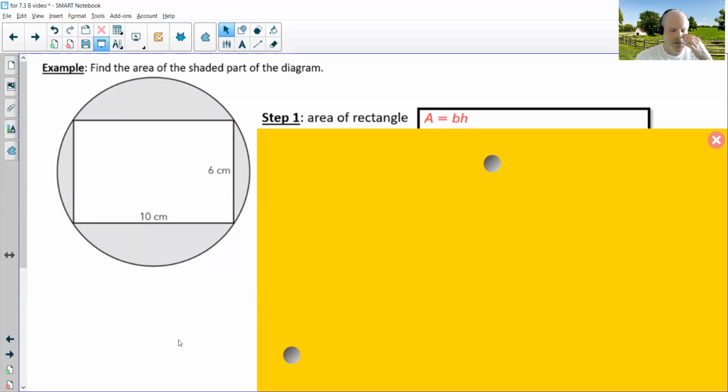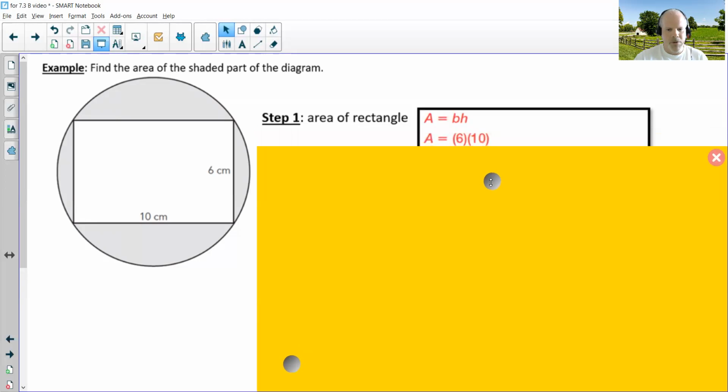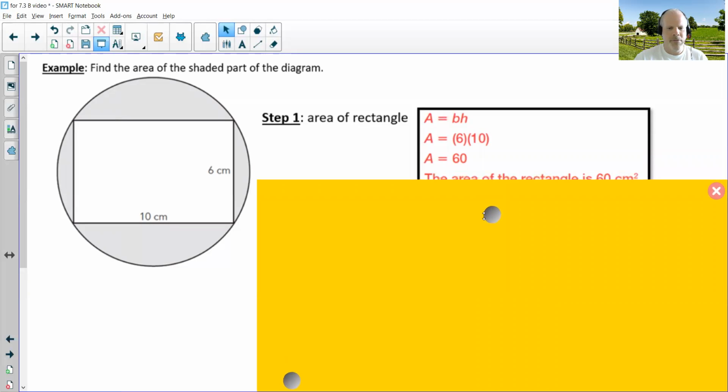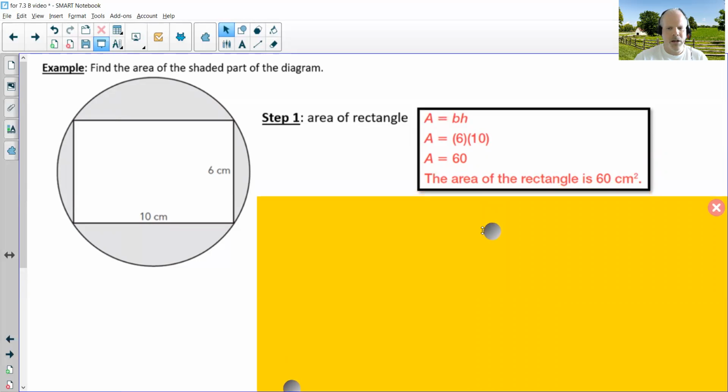So first, let's do an easy computation, which is to find the area of the rectangle. The area of a rectangle is just area equals length times width, or base times height. So I can just plug in the numbers that I have on the diagram here, which is 6 centimeters by 10 centimeters. When I multiply that, I get an area of 60 square centimeters. Step 1 is complete.